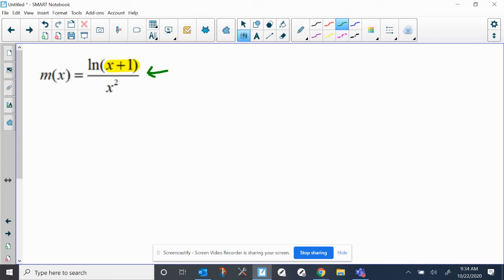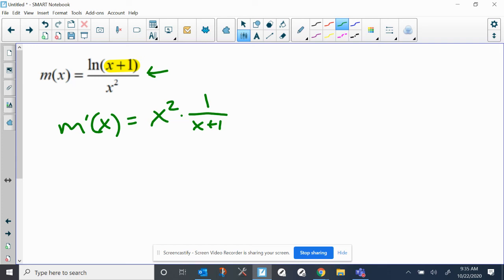So the quotient rule is bottom times derivative of the top, minus top times derivative of the bottom, over the bottom squared. So I'm going to write m prime of x equals the bottom, you just copy the bottom, times the derivative of the top. So right away we have to go into the chain rule. The natural log of u, the derivative of the natural log of u is u prime over u. So my u is x plus 1. My u prime is the derivative of that, which is just 1.